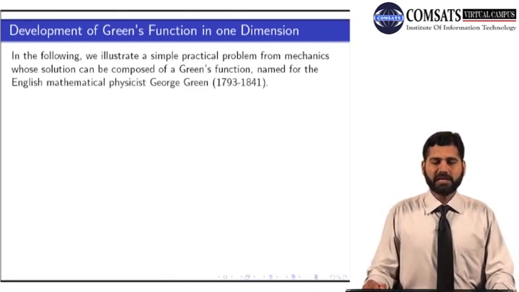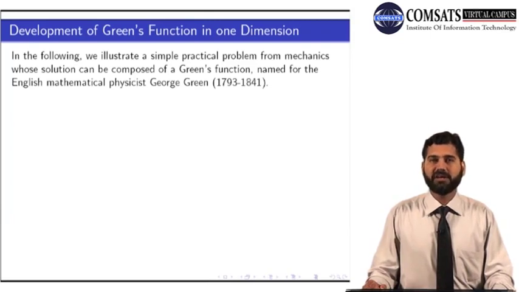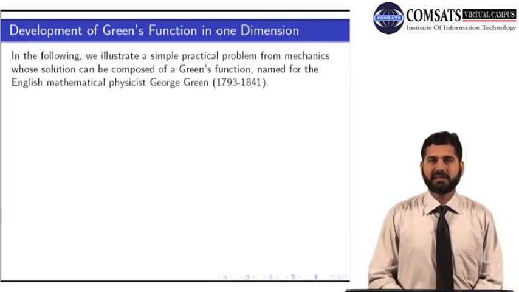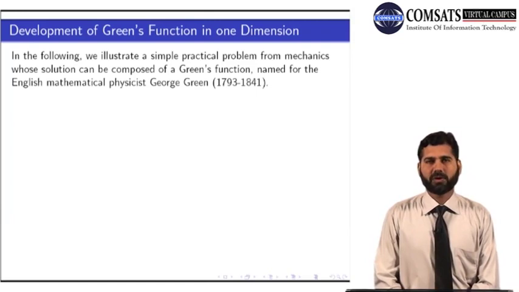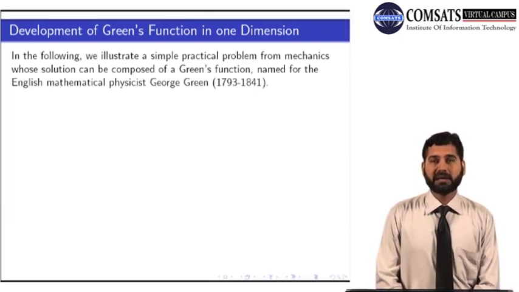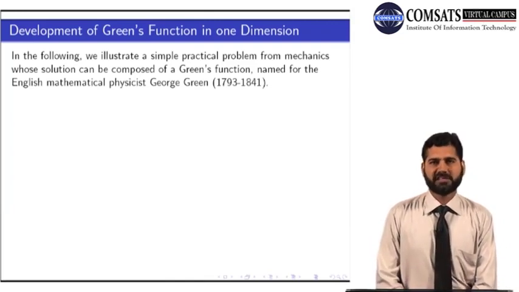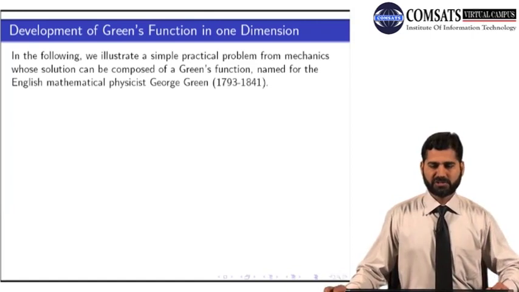In the following, we illustrate a simple practical problem from mechanics whose solution can be composed of a Green's function, named after the English mathematical physicist George Green, 1793 to 1841. He was an English mathematical physicist who introduced Green's function, so the name Green's function is after his name. He was George Green.